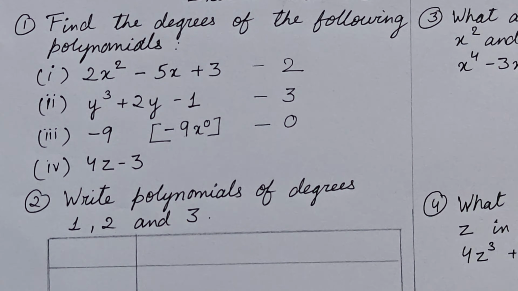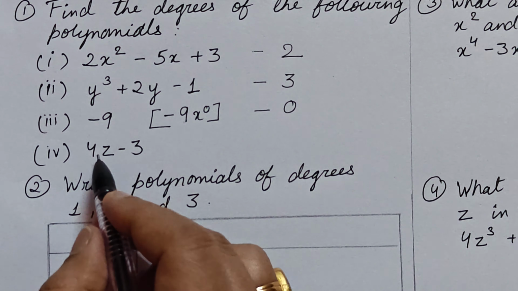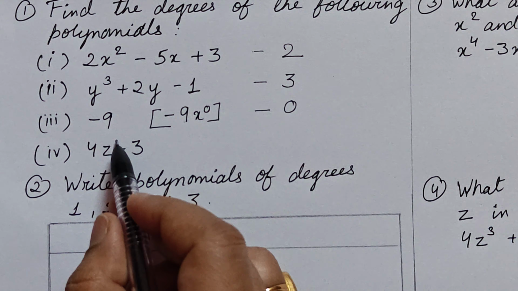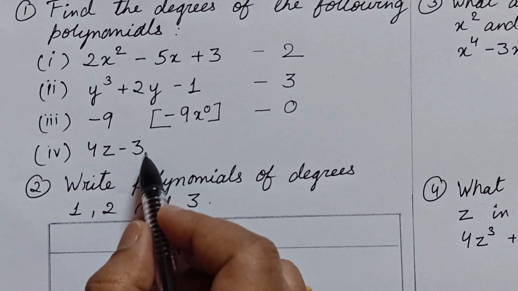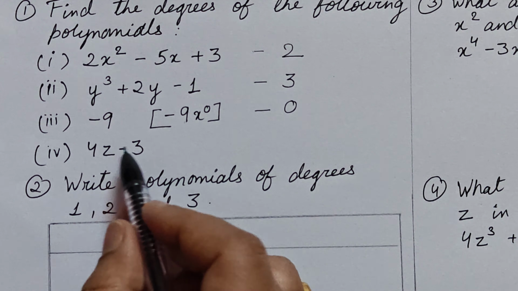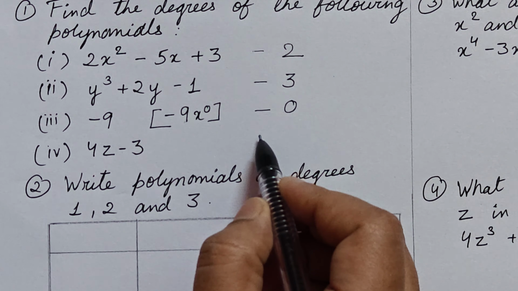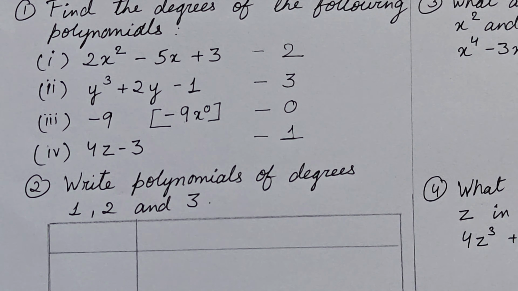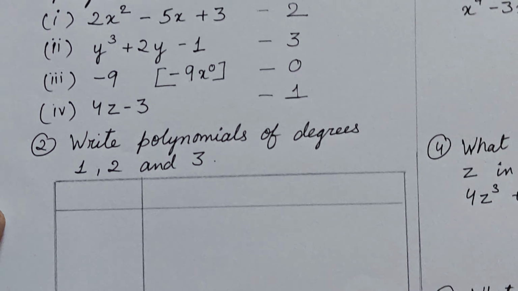Next is 4z minus 3. Z is the variable. Here the power is 1. Here there is no variable, that means the power is 0. So among 1 and 0, the highest is 1. So the degree of the polynomial is 1. Okay, this was the first question. Let's move to the second question.